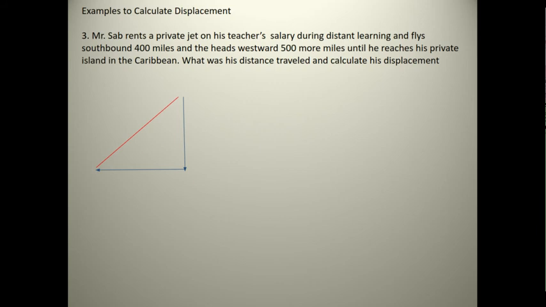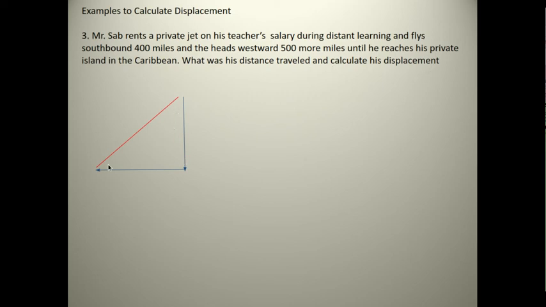All right, next example. Mr. Saab rents a private jet on his teacher's salary during distance learning and flies southbound 400 miles and then heads westward 500 more miles until he reaches his private island in the Caribbean. What was the distance he traveled? And then calculate his displacement.